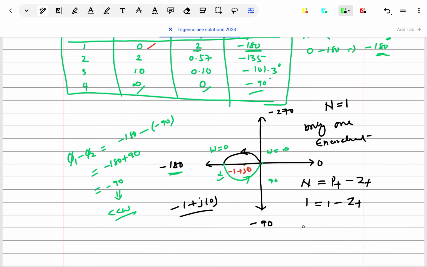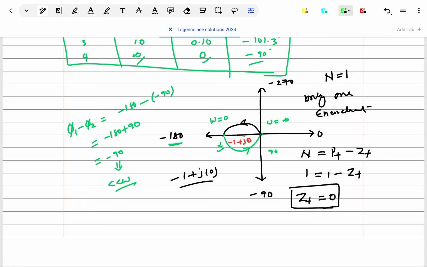So simply see here, what is Z plus? Z plus is equal to 0. That means there are no closed loop poles lying on the right half of the s-plane. Then we can say the system is a stable system.